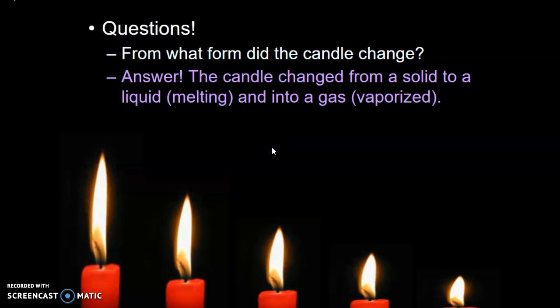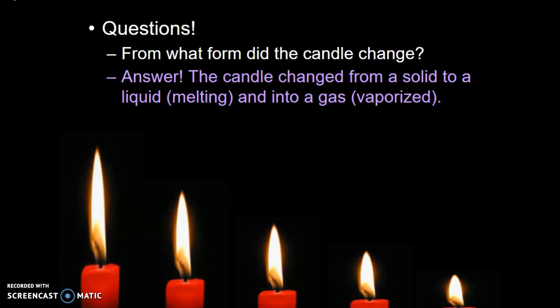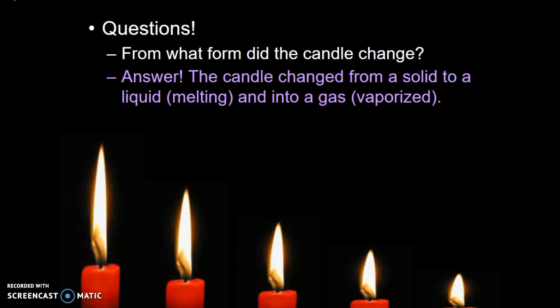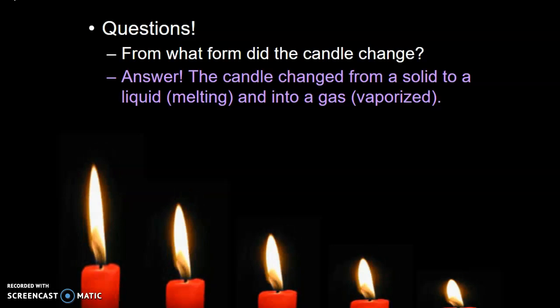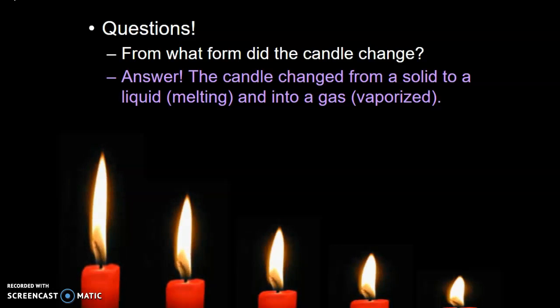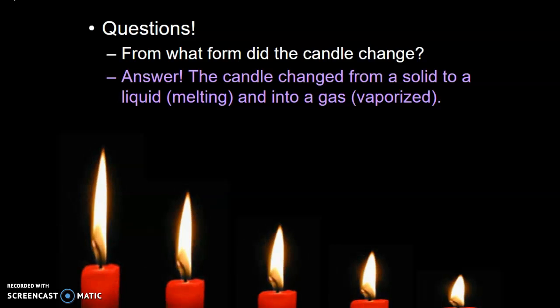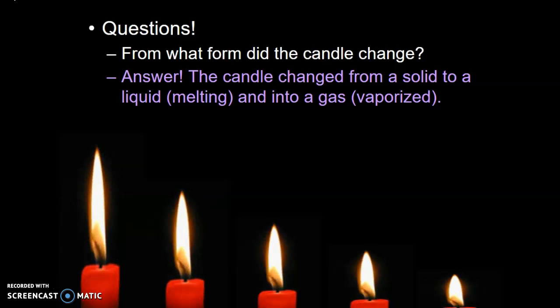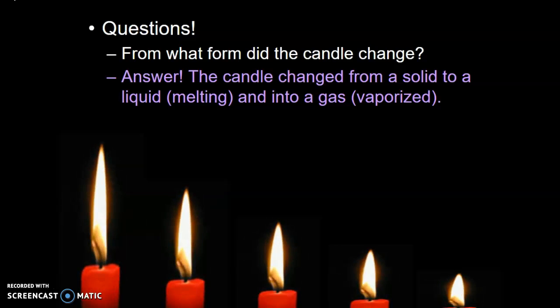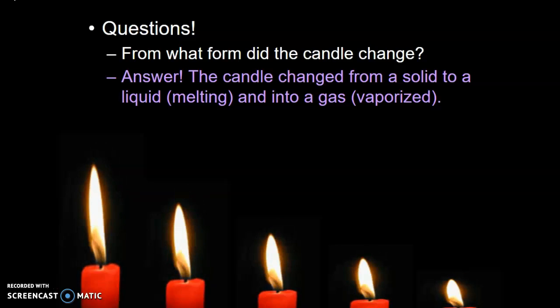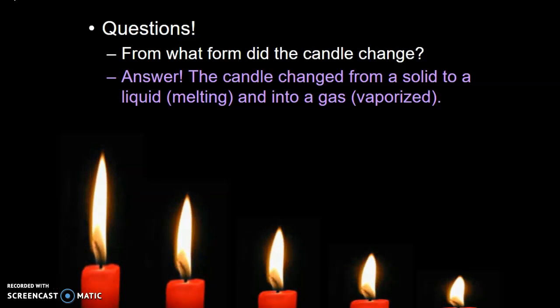Well, the candle changed from a solid, that's how we started it, to a liquid, so that was when the candle was melting, and into a gas. So we kind of got part of each at the end, right? We had part of it that was melted, and we could see that on our scale, and then we had part of it that had vaporized into a gas that we really couldn't see, but we know that it had been there. I mean, if you were in here to see it, you could see there's a little bit of that vapor coming off of the candle.